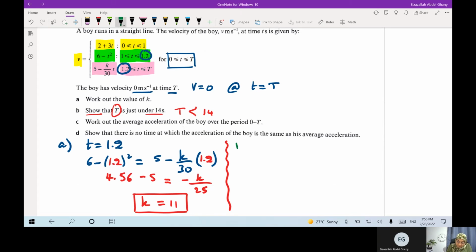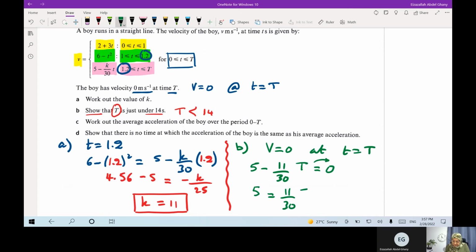Question B. V equals 0 at time t equals capital letter T. And we need to find the value of T now. So equate the velocity to 0, which is 5 minus k over 30t. We will equate it to 0. But we already found the value of k. So now we can remove this k and write 11 instead. Because we have to show him all the steps. So 5 is equal to 11 over 30t.